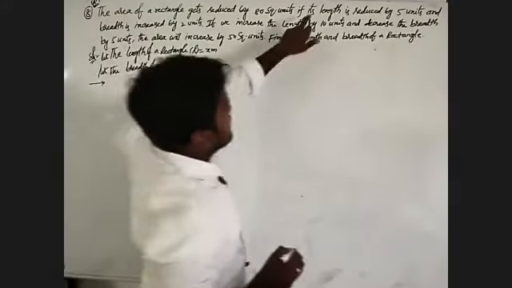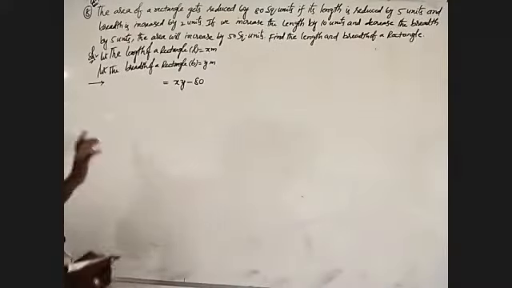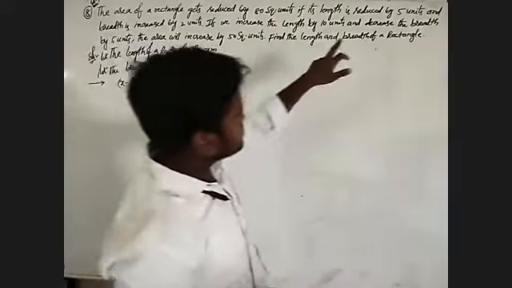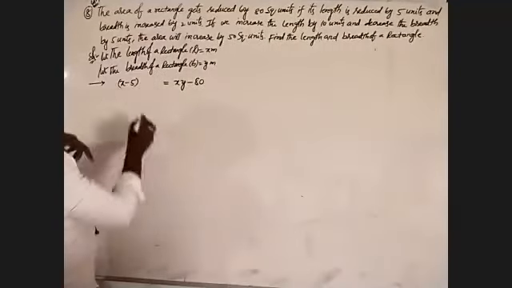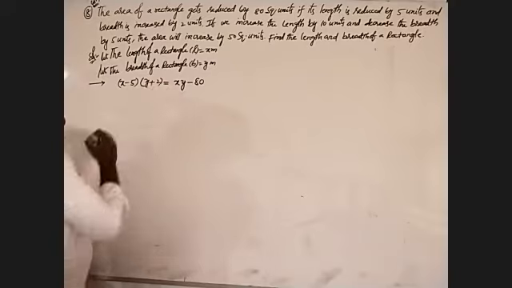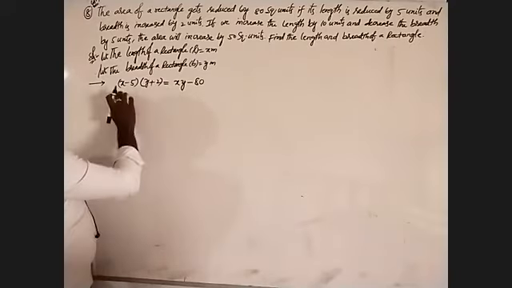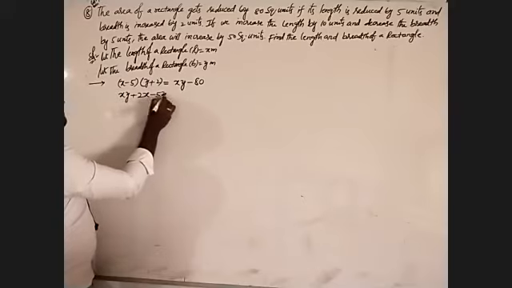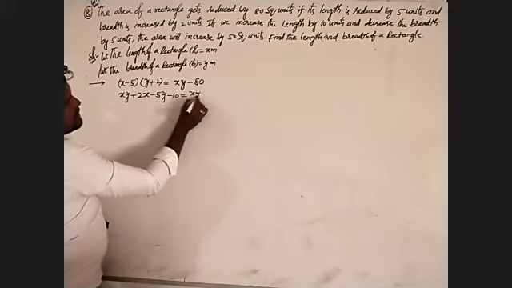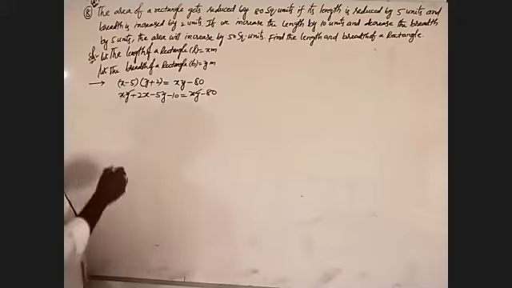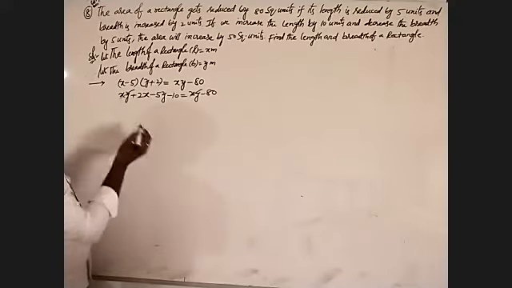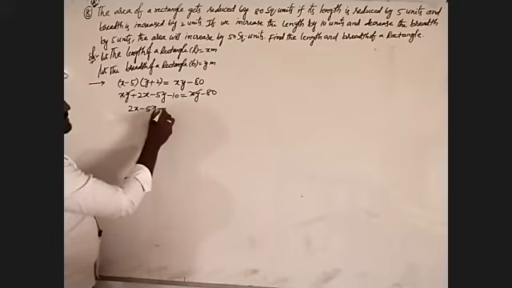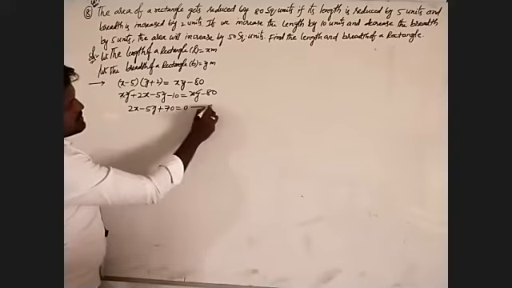After that, length is reduced by 5. Reduced means subtraction, so length means x minus 5. After that, breadth is increased by 2 units, that means y plus 2. I have to multiply this one. x into y becomes xy. After that, 2 into x becomes 2x, minus 5y, minus 10 is equal to xy minus 80. xy and xy will be cancelled. Moving this value to this side, 2x minus 5y minus 10 plus 80, that means plus 70, becomes 0. This is equation number 1.